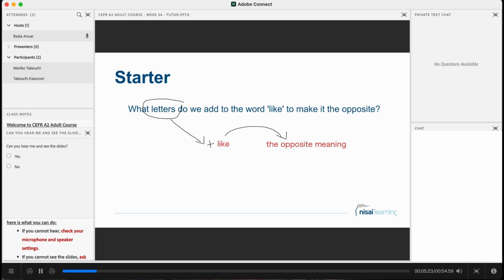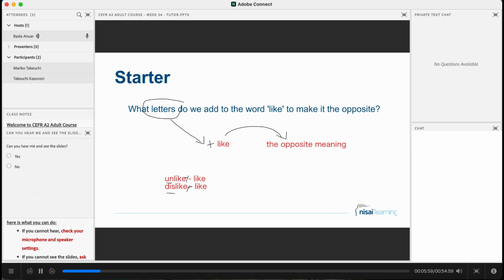Okay, very good. So we can definitely add un. So it has a different meaning to like. Yes, very good. Another one is dislike. Okay, so this is an equal comparison. So unlike, dislike, both of them have different meaning. Very good. All right.